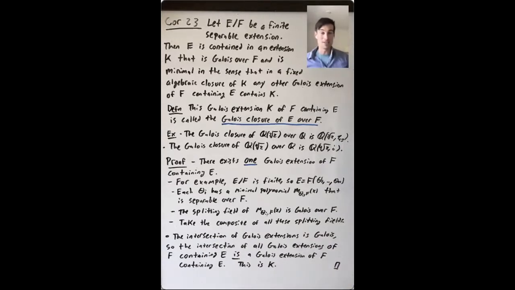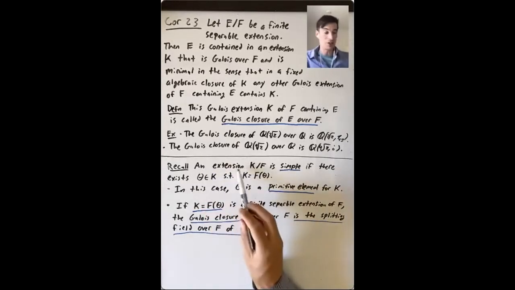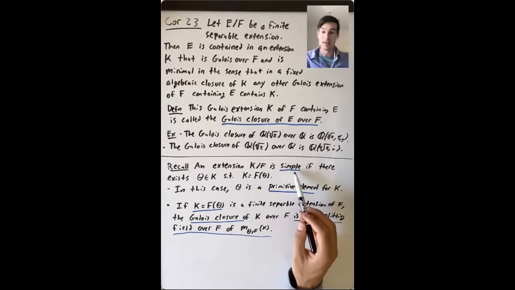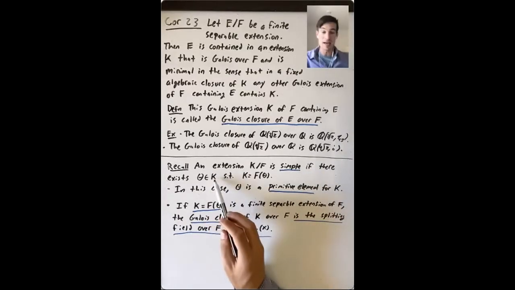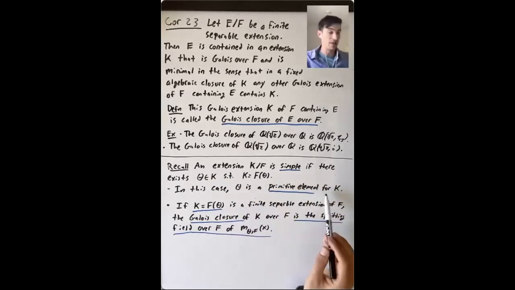I'm going to pause and erase, and I'll talk about one situation where it's nice to describe the Galois closure. Let's end this video by describing one situation where it's easy to see what the Galois closure is. Remember, an extension K over F is a simple extension if there exists an element theta in K such that K is the field generated over F by theta. In this case, we call theta a primitive element for this extension K over F.